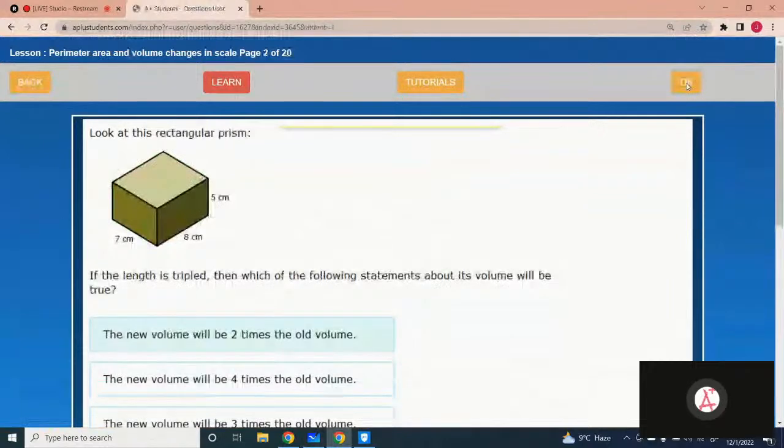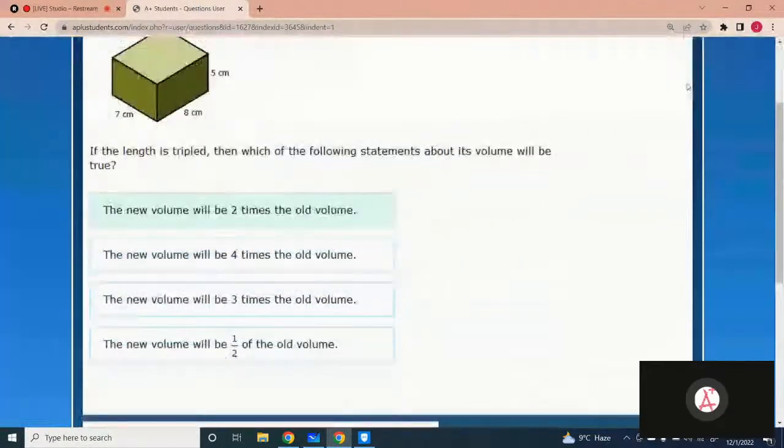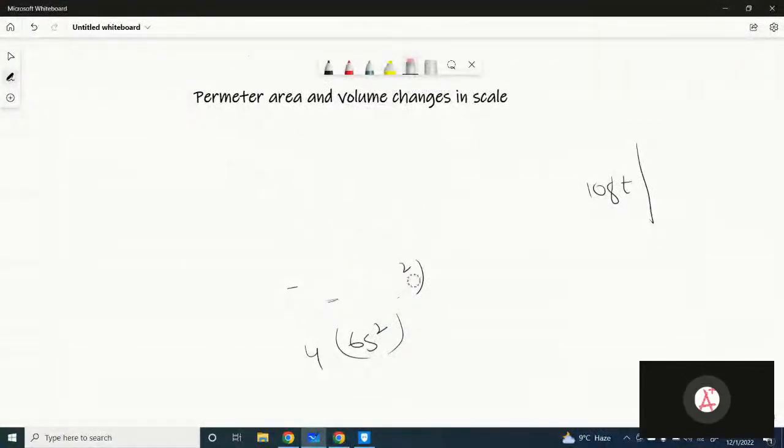Okay, the next one is look at the rectangular prism. If the length is tripled, then which of the following statements about its volume will be true? Okay, now the length is tripled. So we know that the volume of the rectangular prism is length times width times height. Now the length is tripled.